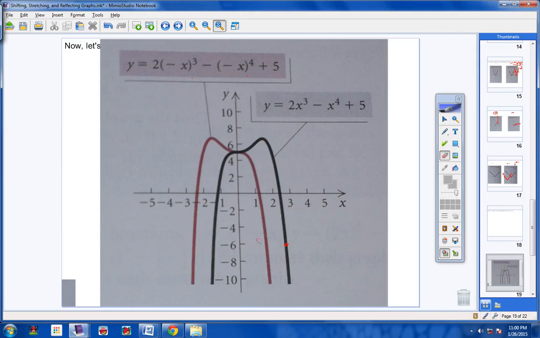This probably isn't the perfect example, but what you need to understand or write down or take notes on is the fact that whenever the negative sign is applied directly to all of the x's, it is going to be a reflection in the y-axis. A reflection in the y-axis. Let's practice a couple, okay?